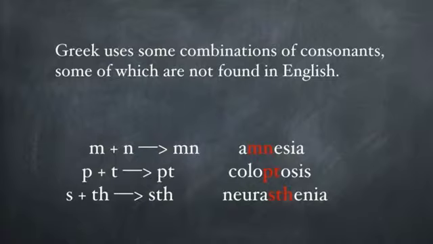Greek uses some combinations of consonants also, some of which are not found in English. An example is M plus N in a word like amnesia. Another example is P plus T, giving us a word like colopтosis. So notice in Greek, these consonants would actually be pronounced together. And then S plus TH, as in the word neurasthenia. Keep in mind also that the TH in ancient Greek is the letter theta. So we sometimes might think of a TH as a double consonant, thinking in English. It's not a double consonant in ancient Greek.